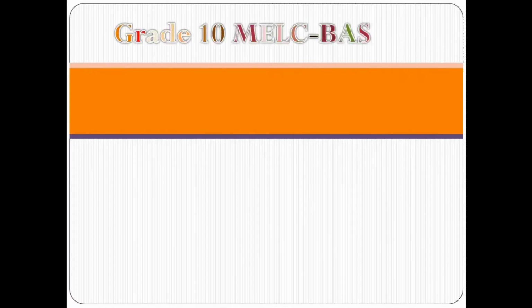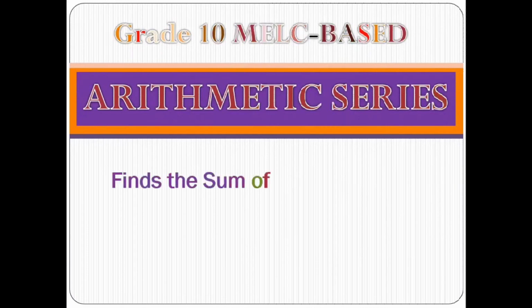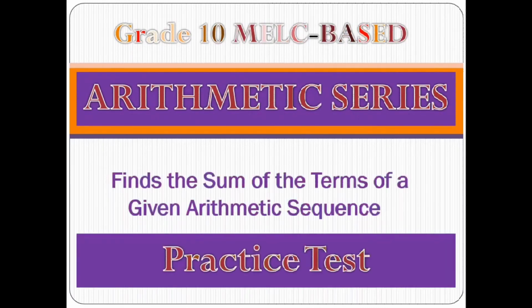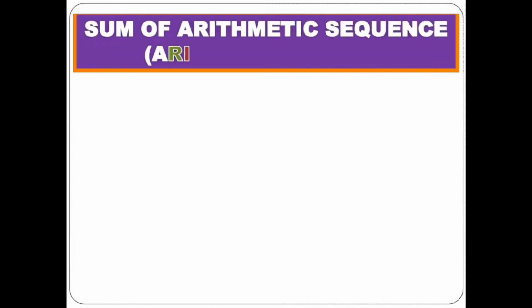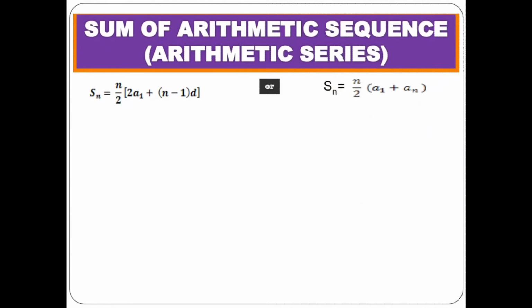Our topic for today is all about arithmetic series, and your task will be to find the sum of the terms of a given arithmetic sequence. To find the sum of an arithmetic sequence, we can use the formula S_n = n/2 times the quantity of twice the first term plus the quantity of (n - 1) times the common difference. This is commonly used when the last term is not given.